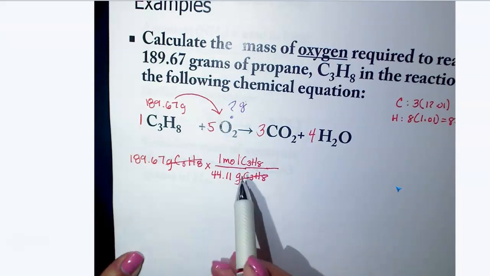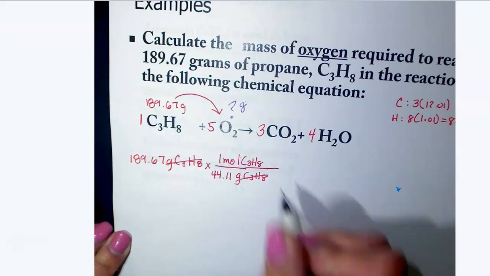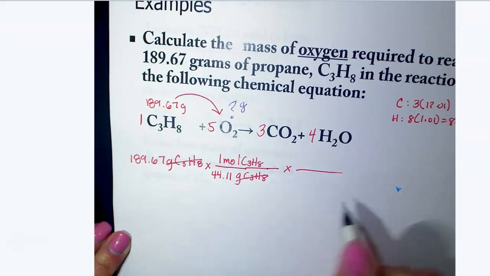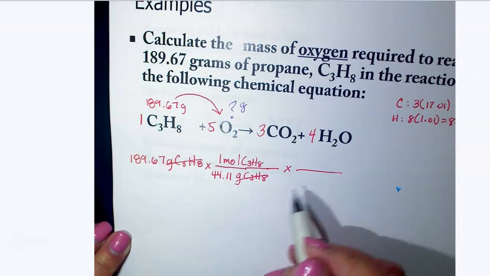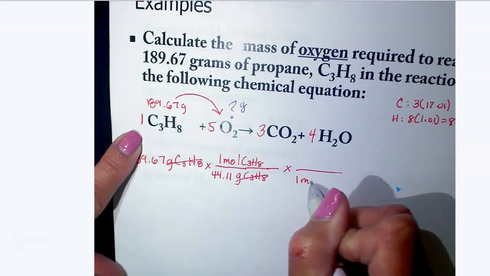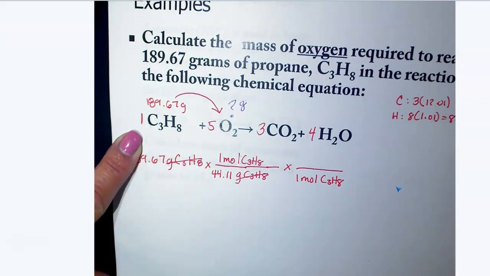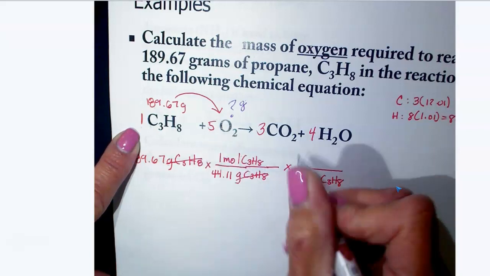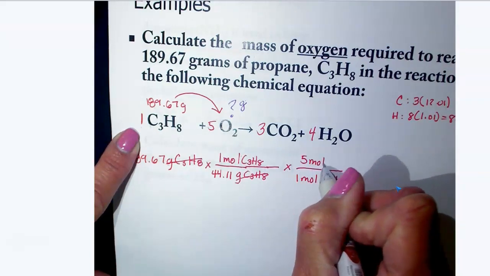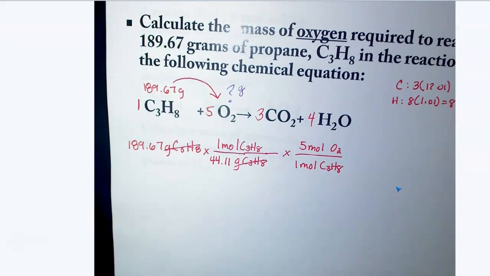And I'm sitting at moles of propane right now. So I need to convert moles of propane into moles of oxygen. So this is where I'm going to use my mole ratio. Since I have propane here, I need propane down here. So I'm going to use my coefficient. 1 mole of C3H8 is the same as 5 moles of oxygen. I'm just using my coefficients of O2. So I switch substances using my coefficients, which are mole ratios.